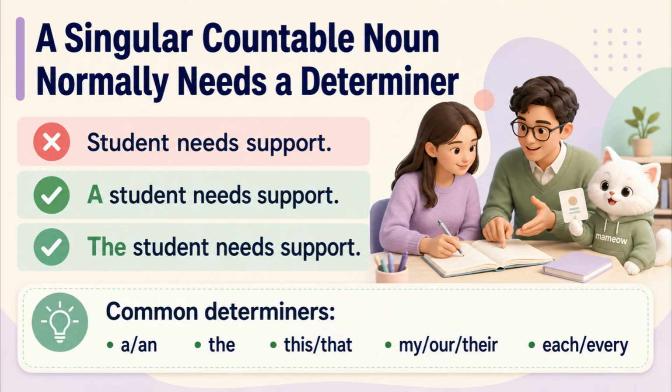We can say, a student needs support, when referring to one nonspecific student. We can say, the student needs support, when referring to a particular student. Other determiners include this, that, possessive forms such as my and their, and distributive words such as each and every.